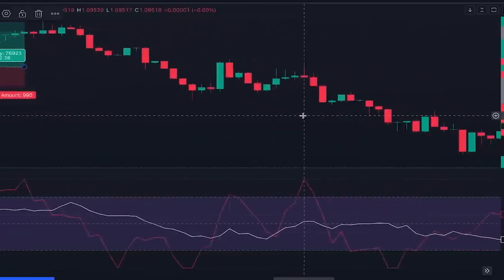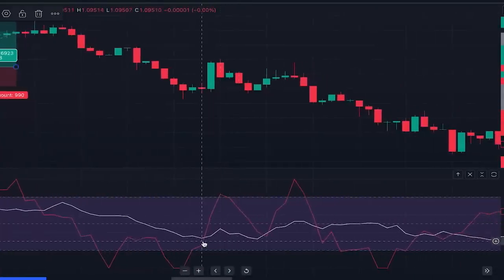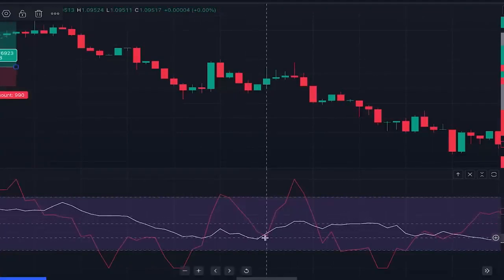And from this point, the white MFI is below the center line, which shows a downtrend, so we focus on short position signals. In this situation, we wait for the times that the red MFI goes above the center line, and then it crosses below the white MFI.